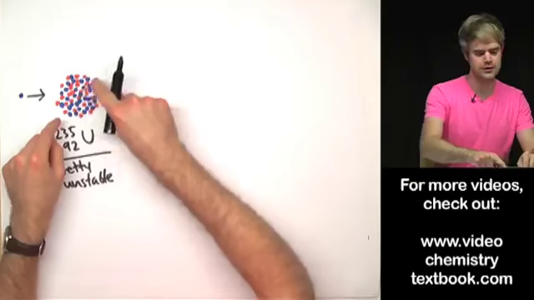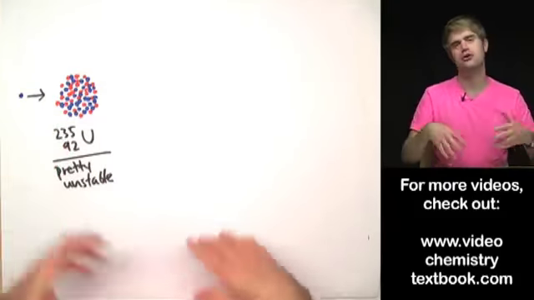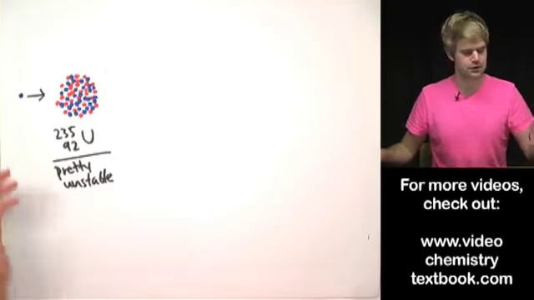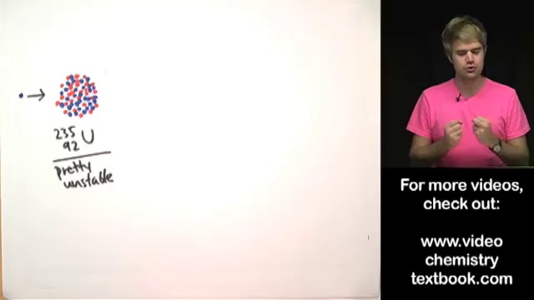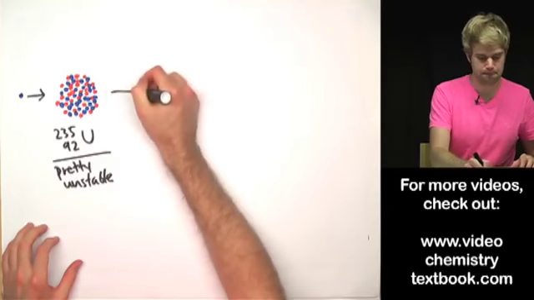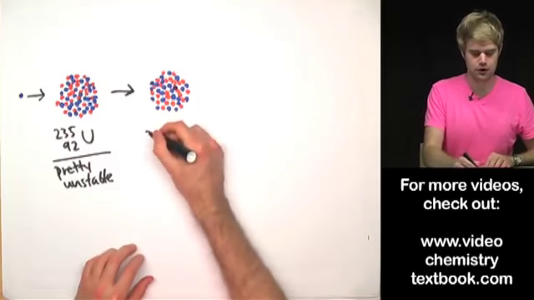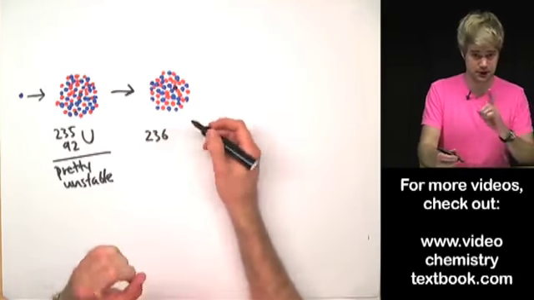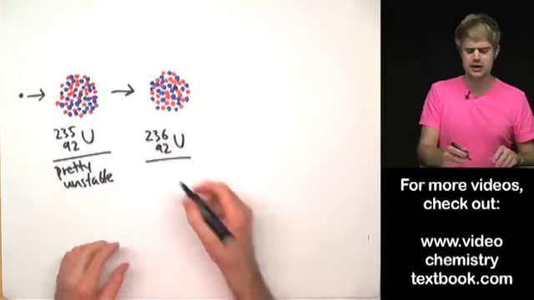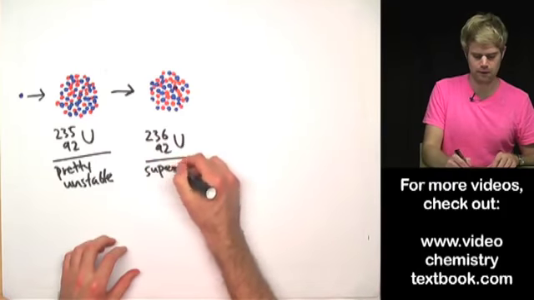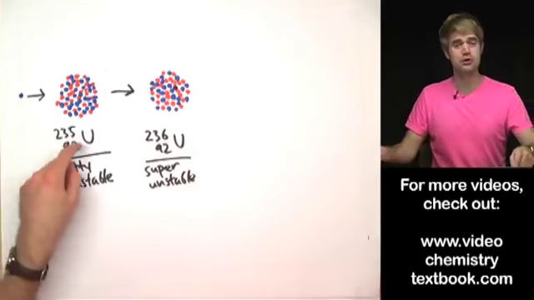I'm just showing the nucleus here. These are the protons and neutrons in red and blue. I'm not drawing the electrons because they're not really important for what we're doing here. So anyway, this uranium-235 atom gets this neutron and it holds on to it, which turns it into uranium-236 because it has one more neutron. Uranium-236 is super unstable. It is way more unstable than uranium-235 is.